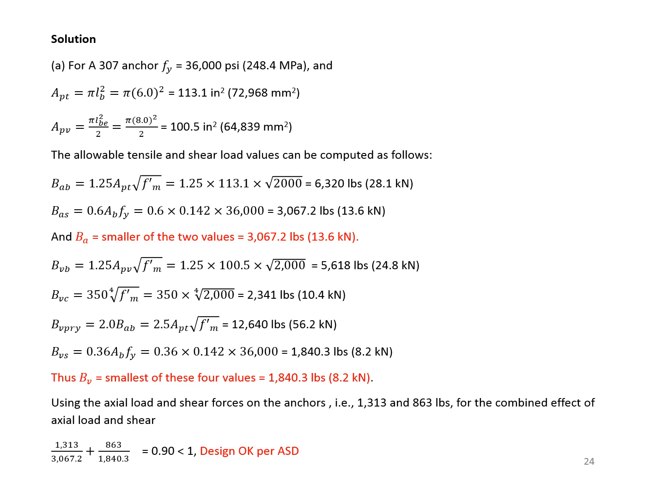Now plugging those in the interaction equation. Now remember that the applied loads are 1,313 for tension, 863 for shear. Dividing each of those by their respective strength values, we find out the interaction value is 0.9, which is less than 1. Therefore, the design is okay if we use the allowable stress design method.